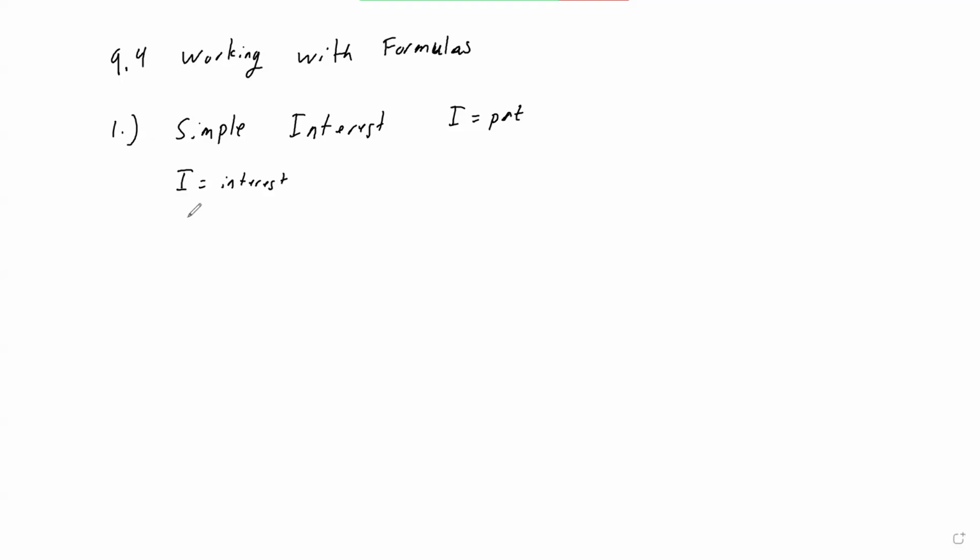Your P is going to represent your principal, which is your starting amount. You think of this like a savings account or something like that. You put $1,000 in, how much money are you getting off of it, or maybe you have a mortgage or something like that. So you have interest and principal that's tacked on. So this formula helps to calculate both.